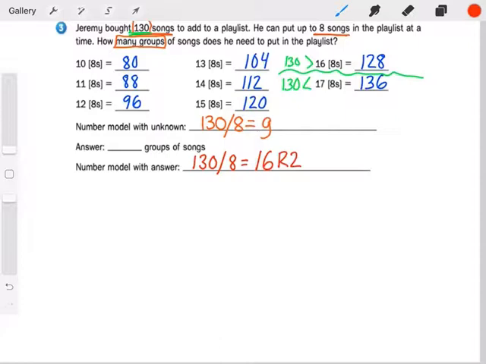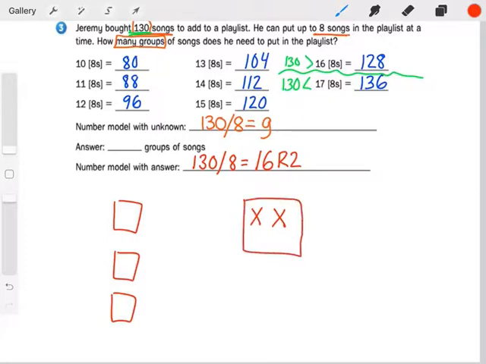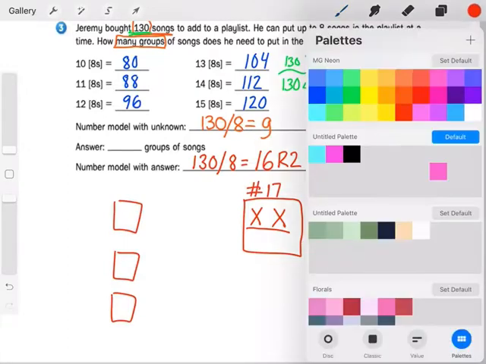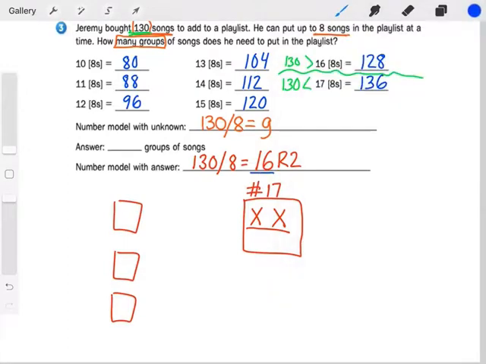Now, he can't leave those 2 songs. If he had 16 even groups, so if I did 16, pretend these are the playlists. If I drew these 16 times, he can't leave these 2 songs out. He needs to include them in his playlist. So he would have to do another group, even though it only has 2 songs in it. This would have to be group number 17, because it's not 16 even, there's some left over. So the answer would be 17 groups of songs.